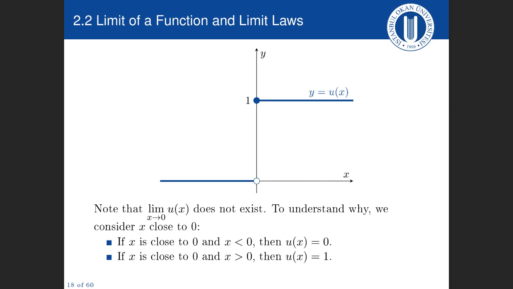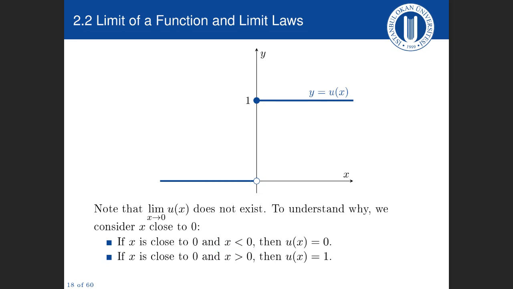Let's think about x close to 0. x could be on the right of 0 or it could be on the left of 0. First of all, let's suppose we are just to the left of 0. x is close to 0 and x is strictly less than 0. Let's imagine that we're somewhere here. Then u of x must be equal to 0.